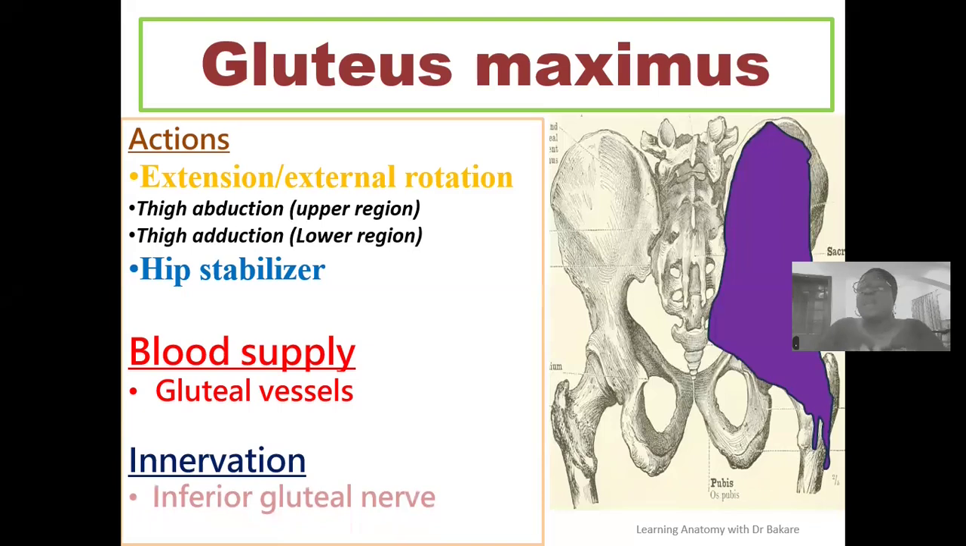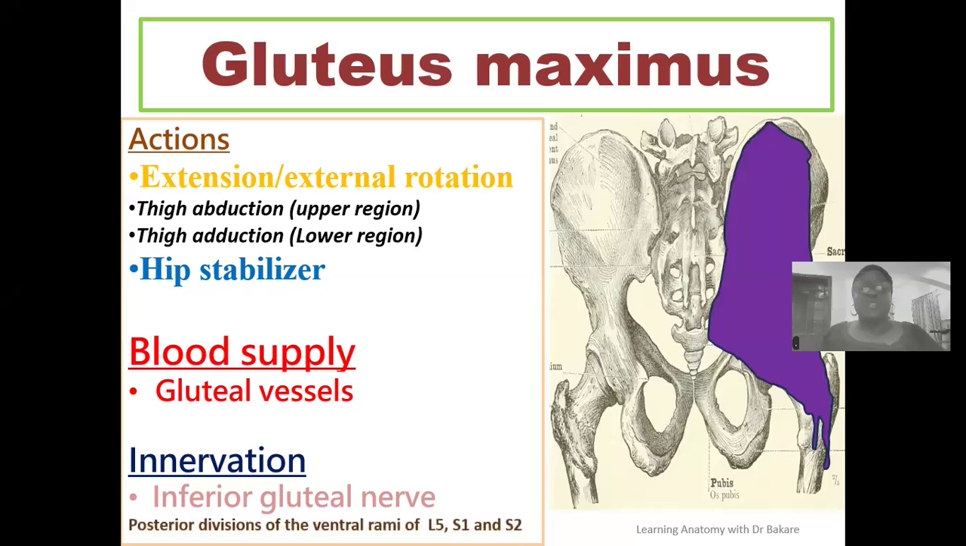Remember, if you go back to our lecture on the gluteus minimus and the gluteus medius, we said in that lecture that the innervation of these two muscles is provided by the superior gluteal nerve. It is only the gluteus maximus that is innervated by the inferior gluteal nerve. It is important that we highlight this in case we are asked during examination. The gluteus maximus is innervated by the inferior gluteal nerve, while the gluteus medius and the gluteus minimus are innervated by the superior gluteal nerve.